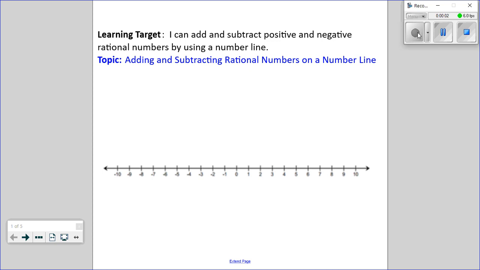Hi everyone. Today we're going to be talking about adding and subtracting positive and negative rational numbers using a number line. You should be familiar with the number line from 6th grade. Positive numbers are always to the right of 0, and negative numbers are always to the left of 0.